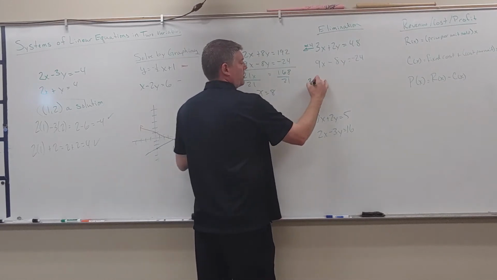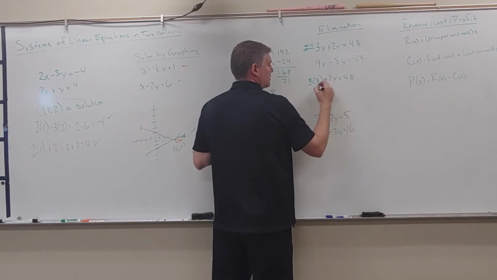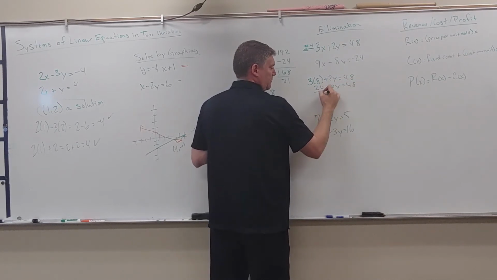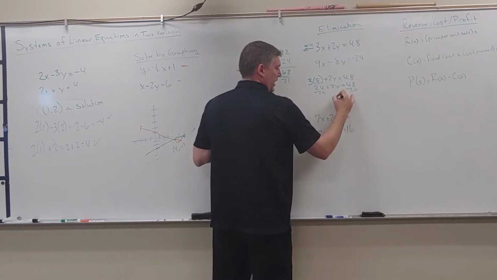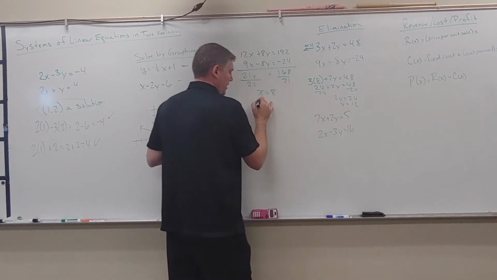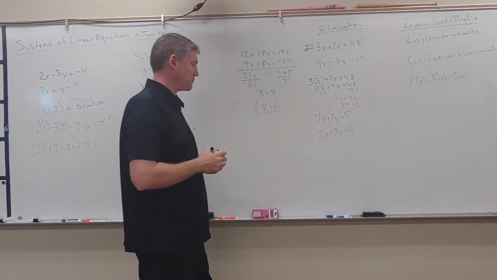So I'm going to go 3 times 8 plus 2y equals 48. 24 plus 2y equals 48. Subtract my 24, and I get 2y equals 24, or y equals 12. So now I have the coordinate 8, 12. That's the solution to this one.